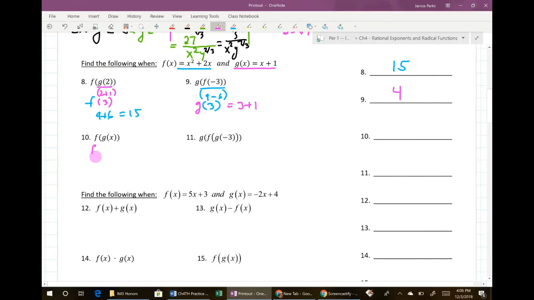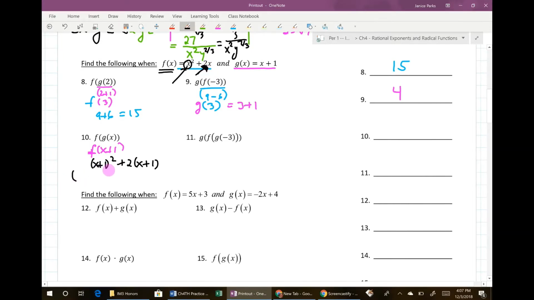f of g of x is going to be f of x plus 1. So you're going to put in x plus 1 for all of the x's in the f of x equation. So you're going to do an x plus 1 squared for that x. And you're going to do 2 times x plus 1 for this x up here.